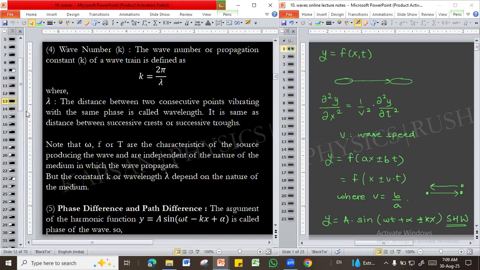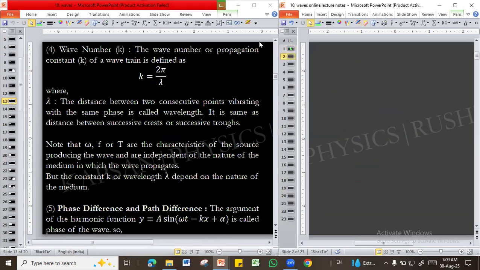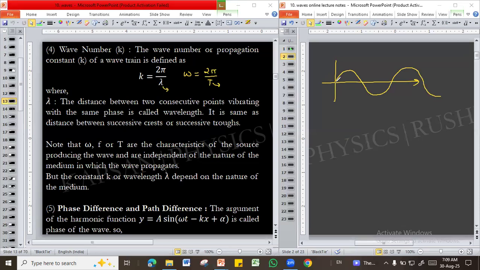Then we discussed wave number. Just like angular frequency ω, we have wave number k. What was ω? ω was 2π/T. Here we have 2π/λ. What is this T? Time after which the wave repeats itself. And what is this λ? Distance after which the wave repeats itself. Means if you take a photograph of the wave, photograph means fix the time. At time equal to 0, let us say that the string looks like this.